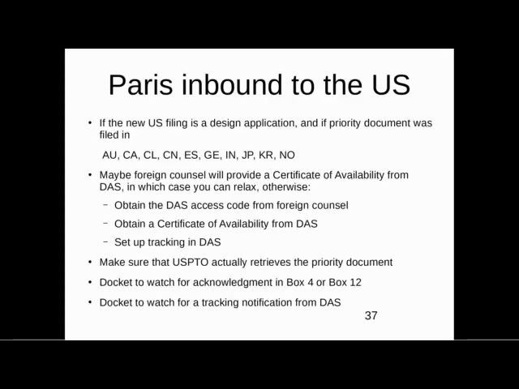Now, you would still independently want to set up tracking in the DAS system yourself, no matter what. And then that tells you when the USPTO does electronically retrieve the electronic certified copy, you'll know about it. You, the US counsel, are still going to have to dock it and make sure that the US examiner checks box 4 or box 12 to acknowledge that the certified copy is there. And of course, you're probably going to want to dock it to watch and make sure that the tripwire gets tripped, namely that DAS tells you that the USPTO retrieved the electronic certified copy.